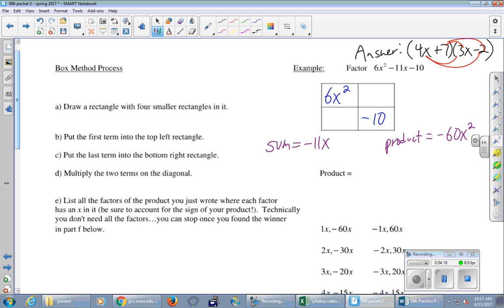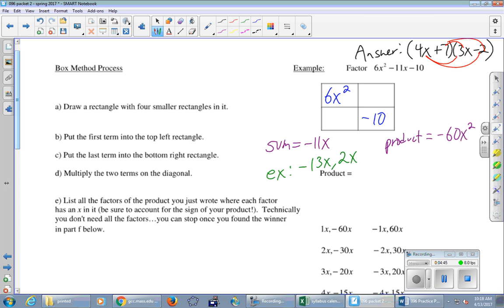We are looking for two things. We're going to put them in the empty boxes here, whose sum is negative 11x and whose product is negative 60x squared. Two things that add up to that and multiply to that. For example, don't write this because it's wrong, but for example, negative 13x and 2x. Do they add up to negative 11x? They do. Do they multiply to negative 60x squared?